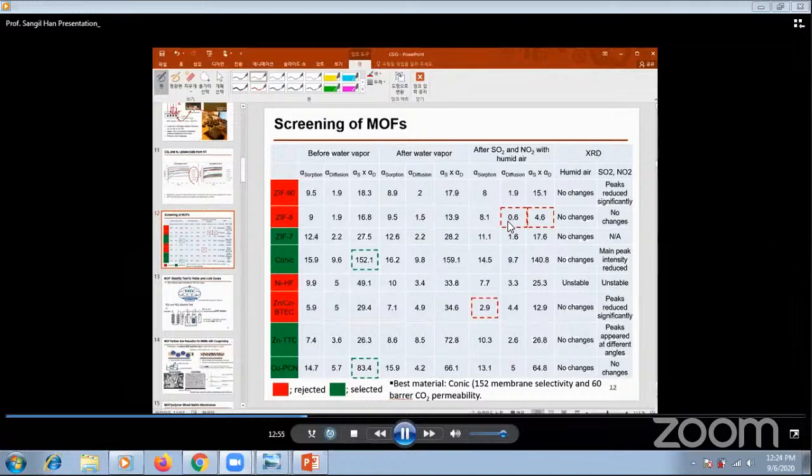We selected these green MOFs, but the red MOFs were not selected. We selected the green MOFs based on the sorption selectivity and diffusion selectivity. When this selectivity shows high values, we selected those MOFs as candidates for developing CO2/nitrogen separation membranes.